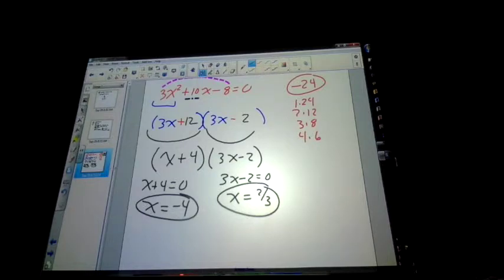Meaning, if I were to take negative 4 and plug it into x, the whole thing would become 0. If I were to plug 2/3 in to x and solve it, I'd get the whole thing being equal to 0. If this was y equals and I wanted to know where it crossed the x-axis, it would cross the x-axis at negative 4 comma 0 and at 2/3 comma 0. And the vertex would have to happen halfway in between the two. Okay? Not really?